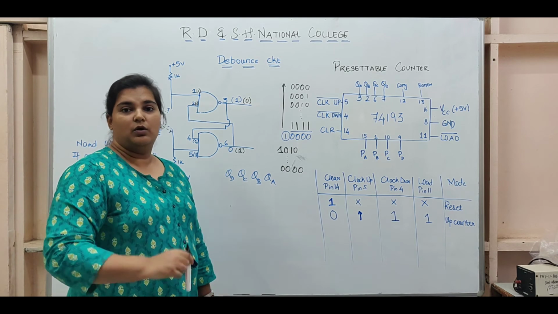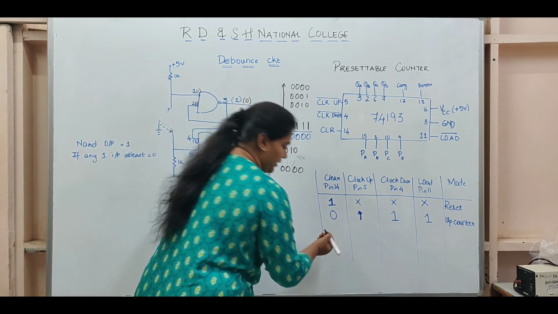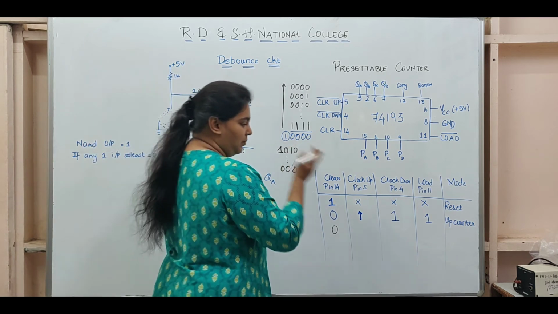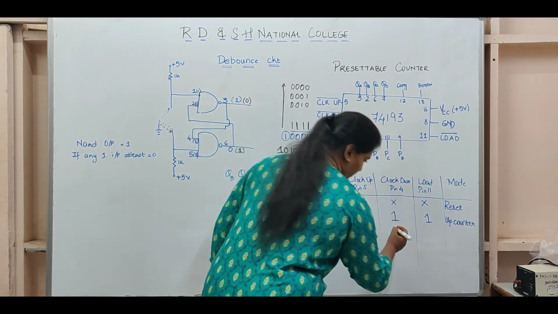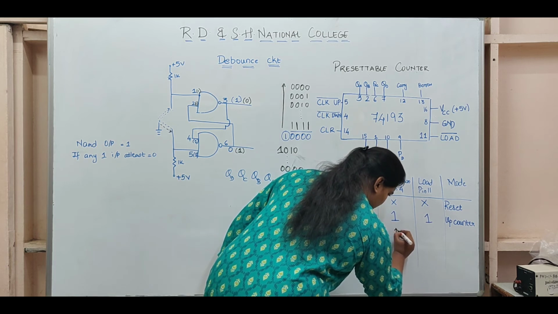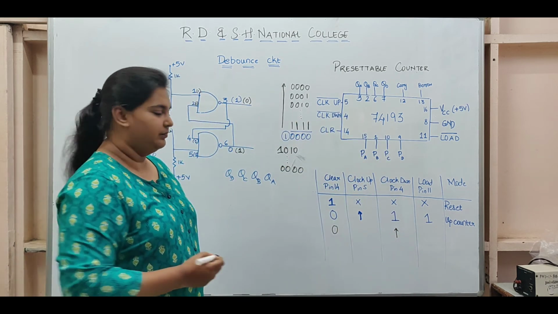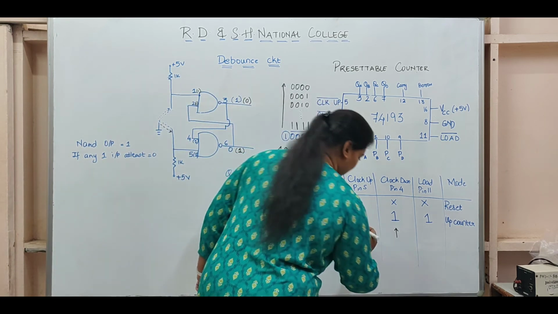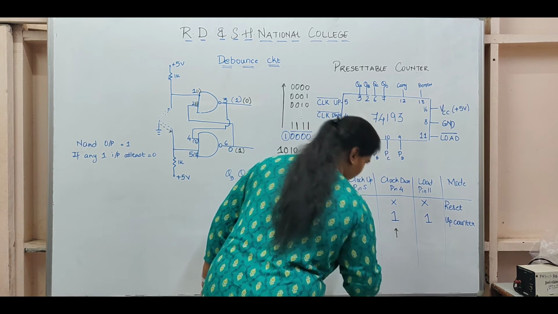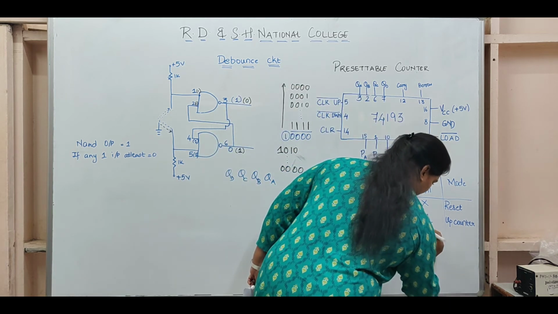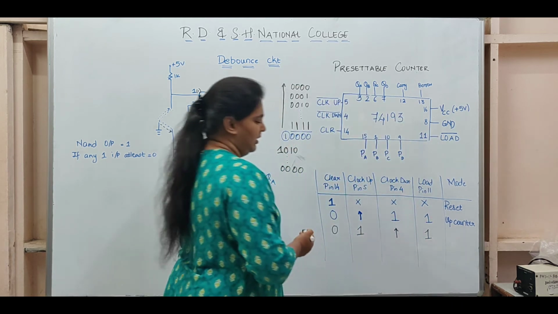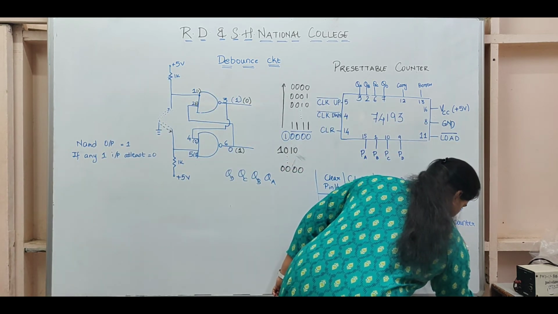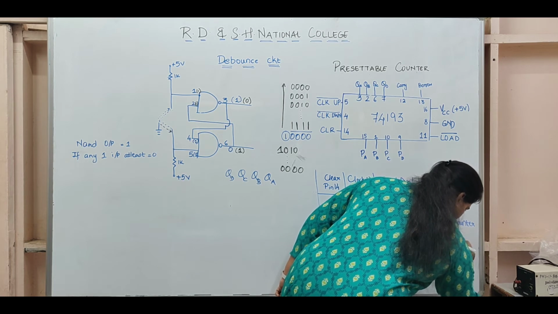Next, suppose I want down counter. Again, the clear pin has to be 0. Now for down counter, the clock pulses which come from pin number 3 of the debounce circuit will be given to pin number 4. The arrow stands for clock pulses. Your clock up and load will be held at high because they are active low. Now this will act as a down counter.